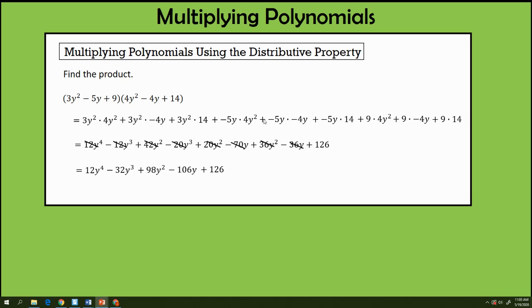So it's not a new idea. Distributive property is not a new idea to you. This is a new way of doing it. And you got to be detailed and be careful with your signs and be careful with your powers and so forth.